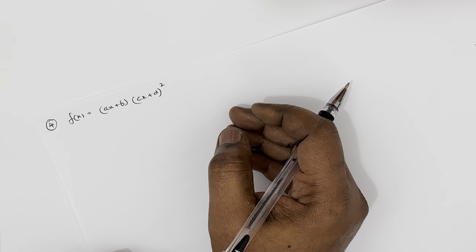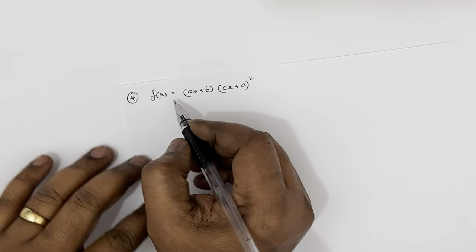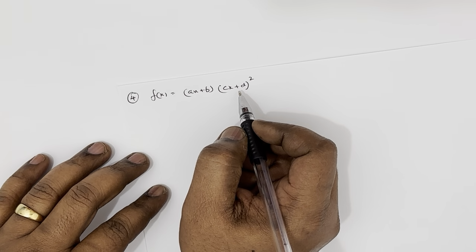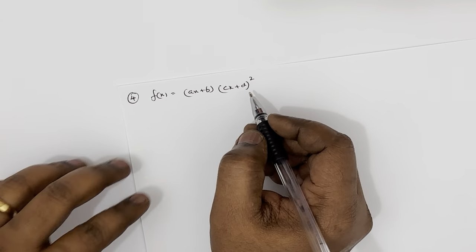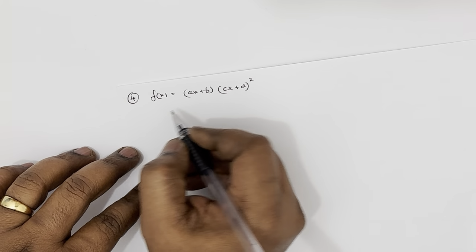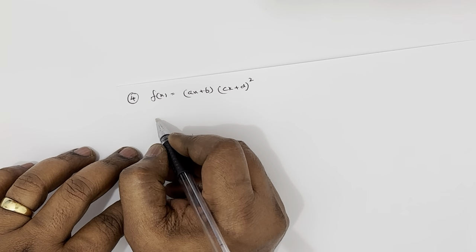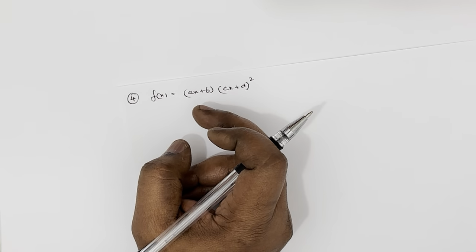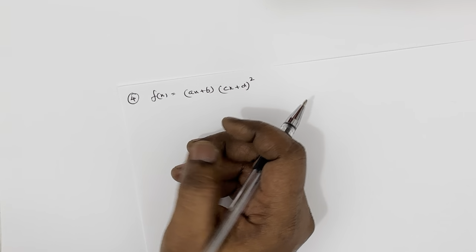Okay, let's do the fourth one. That is f of x is equal to (ax + b)(cx + d) whole square. Again, you can use any of the two formulas. It's the same formula but different notations.